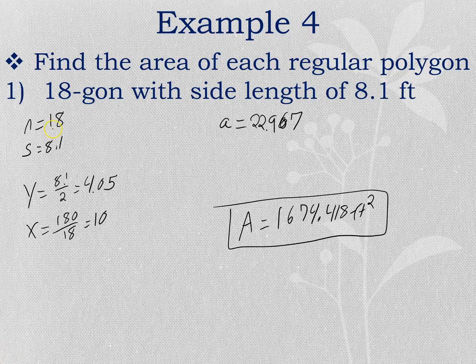Okay, so the given information tells you since it's an 18-gon, N is 18, S is 8.1. So if I cut 8.1 in half, I get 4.05. I do 180 divided by 18, I get 10. When you solve that particular right triangle, you should get the apothem to be 22.967, which when you plug back in gives you a final area of 1,674.418 feet squared.